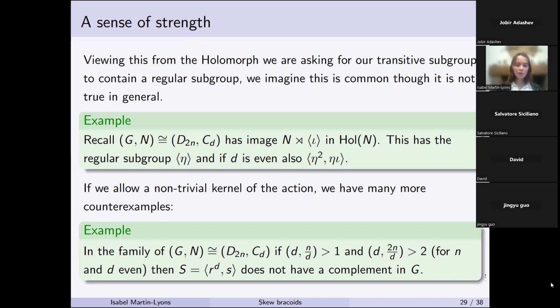If we allow non-trivial kernel of the action, so we haven't passed to the holomorph and we don't have a trivial kernel anyway, then we get a lot more counterexamples. So in this family, if D and n over D are not co-prime, and the GCD of D and 2n over D is greater than 2, then our stabilizer does not have a complement in G, which means these skew bracoids do not contain a brace.